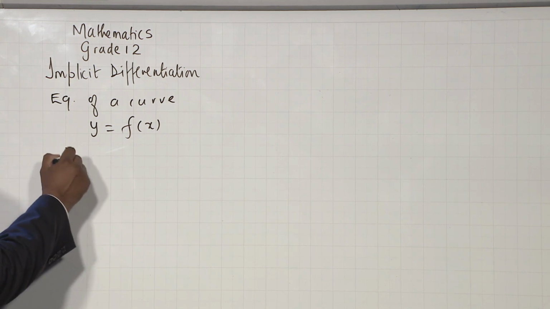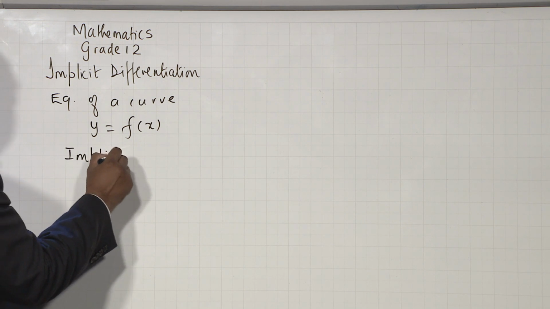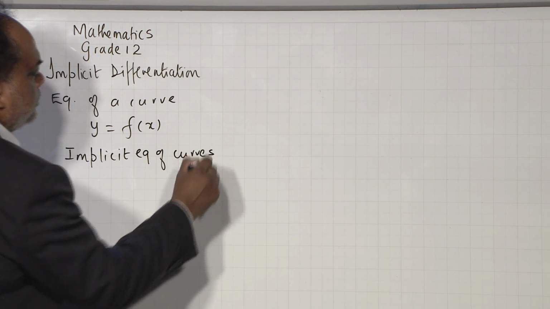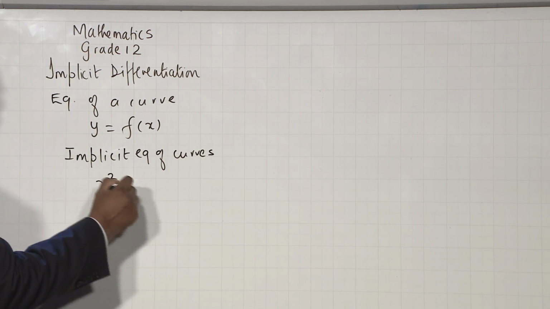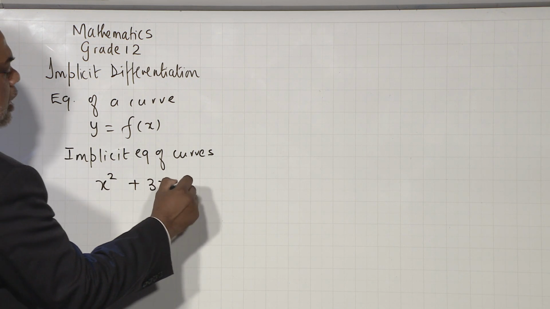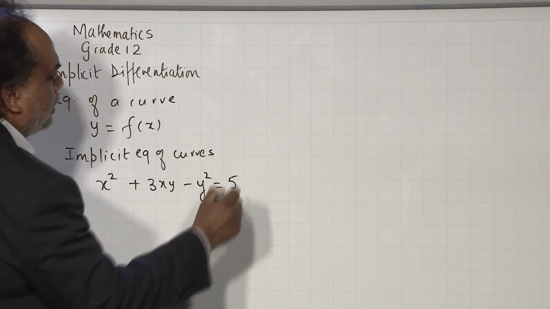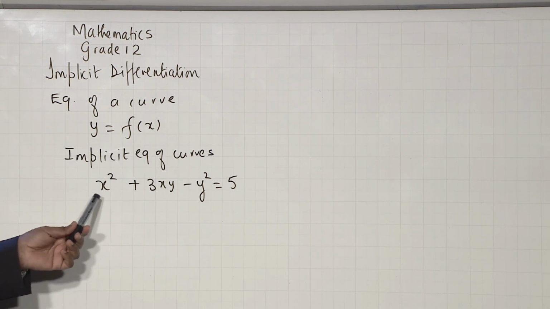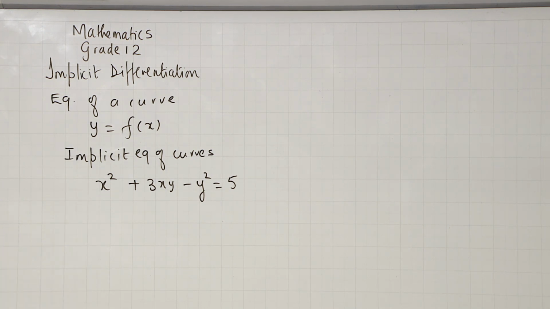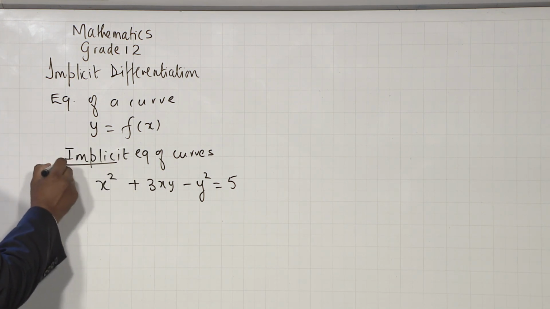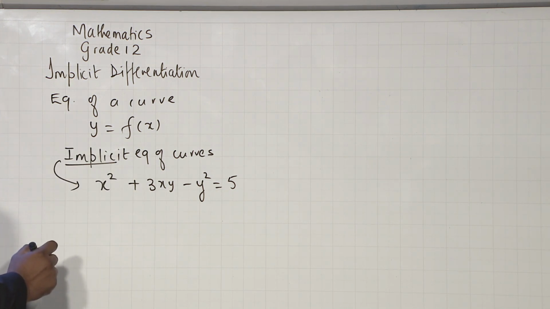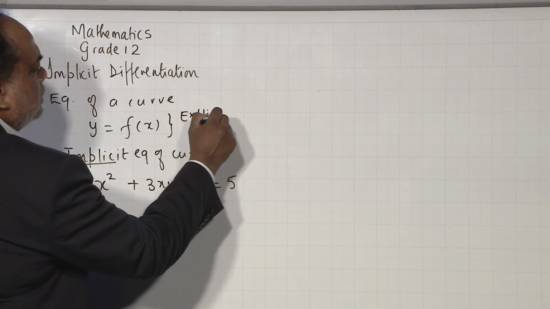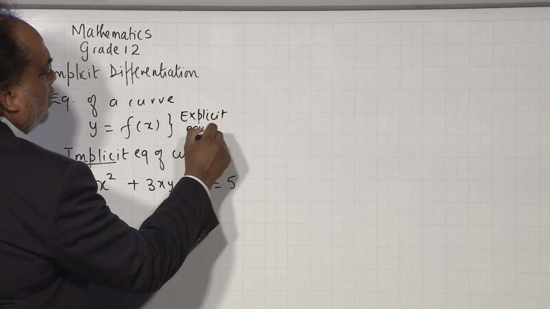Now, you have an implicit equation of a curve. For example, x squared plus 3xy minus y squared is equal to 5. As you see here, this is an implicit equation of a curve, whereas this one is an explicit equation of a curve.